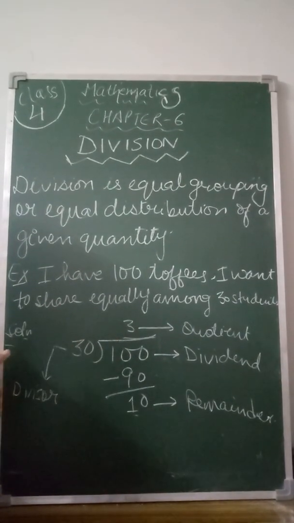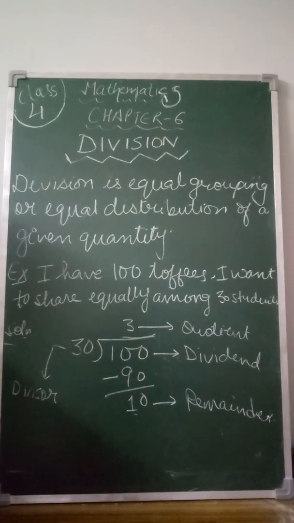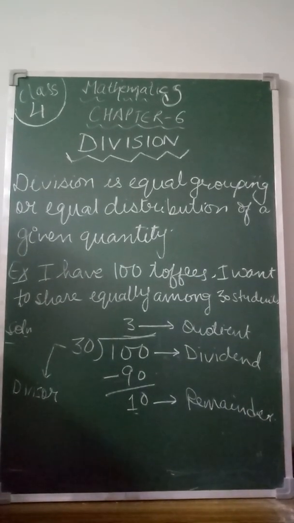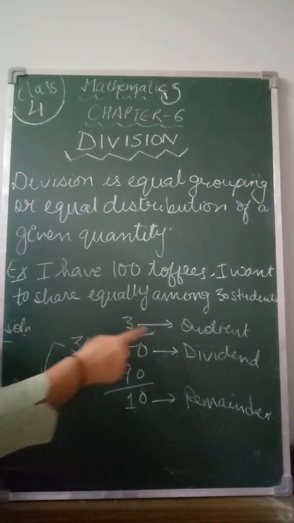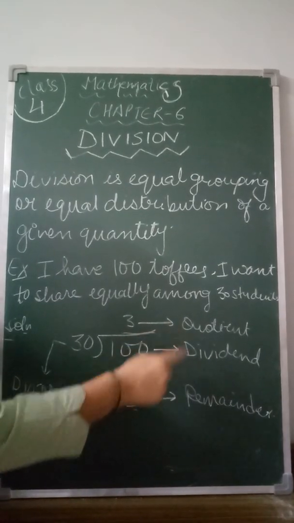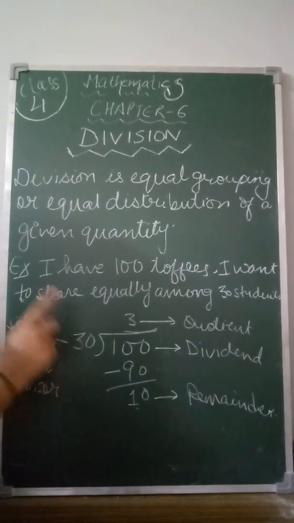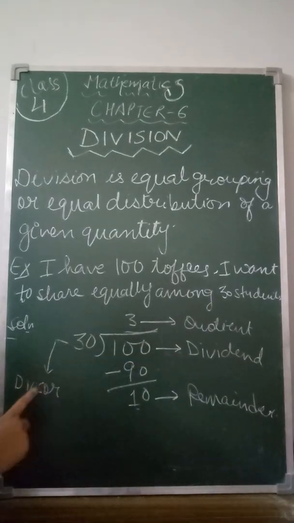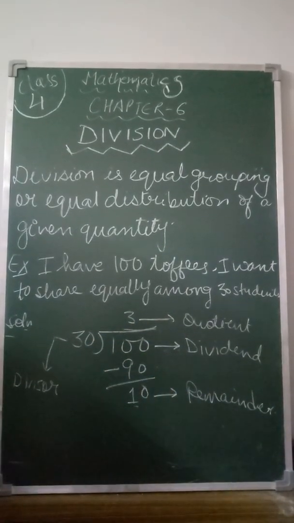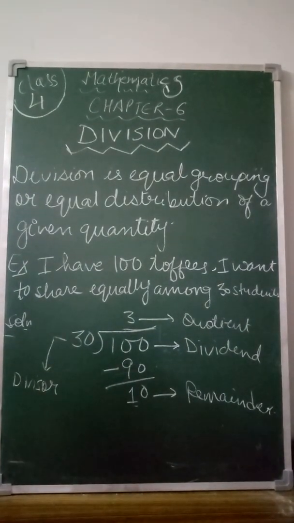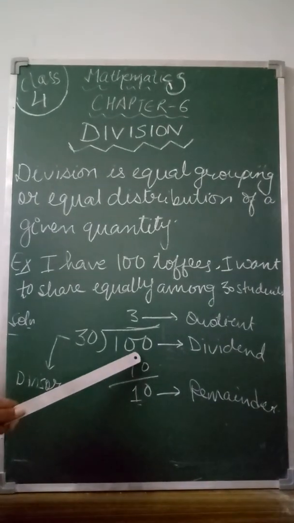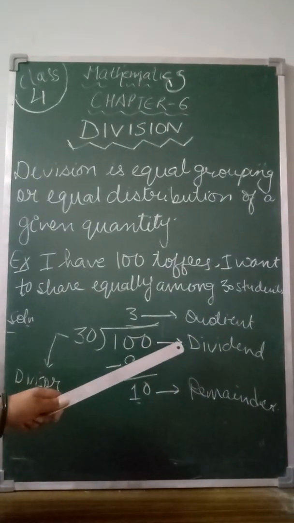Fine. 2 things are given in the question: dividend and divisor. And when you start solving the question, after completing it, you find a quotient and a remainder. So there are 4 important terms: dividend, divisor, quotient and remainder. So what is the dividend, student? The number to be divided is called the dividend.